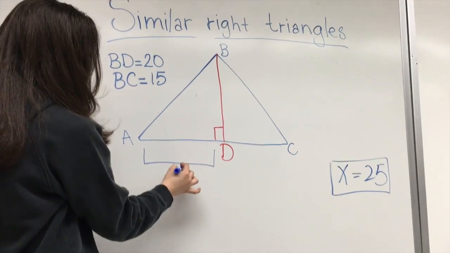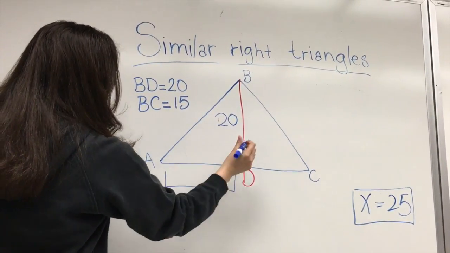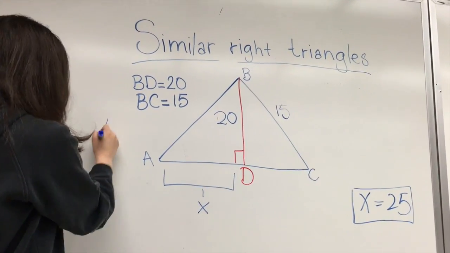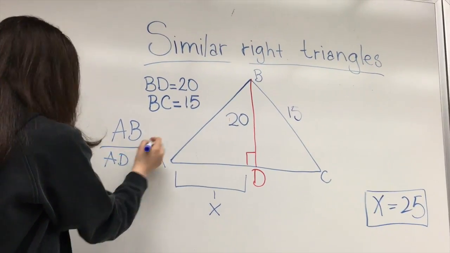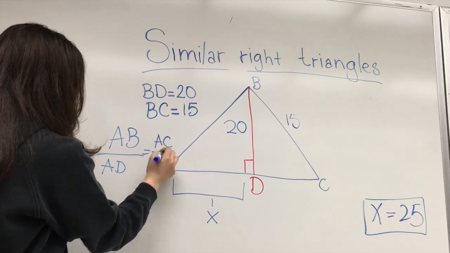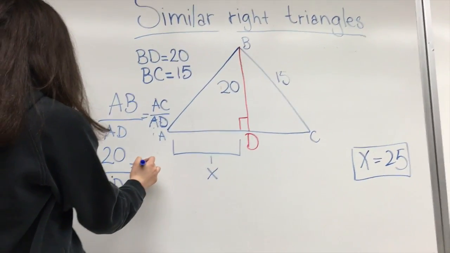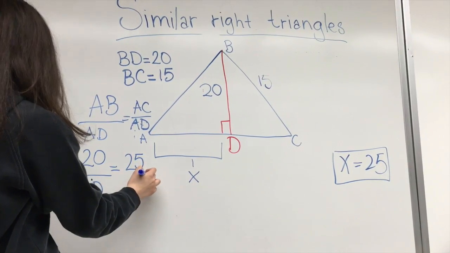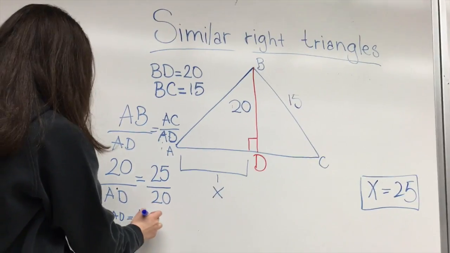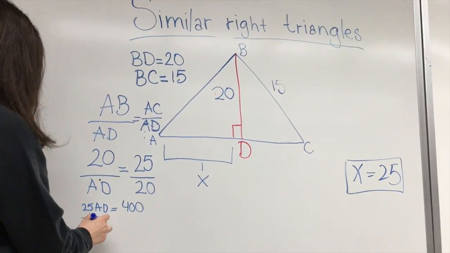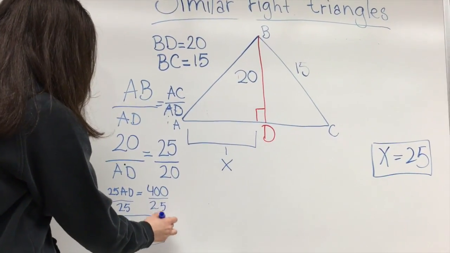Because triangle ABD and ABC are similar triangles, we can find AD using the geometric mean theorem. We set the proportion AB over AD equals AC over AB. Now we plug in the values. 20 over AD equals 25 over 20, and that gives us 25 AD equals 400. Next, we divide both sides by 25, and AD equals 16.